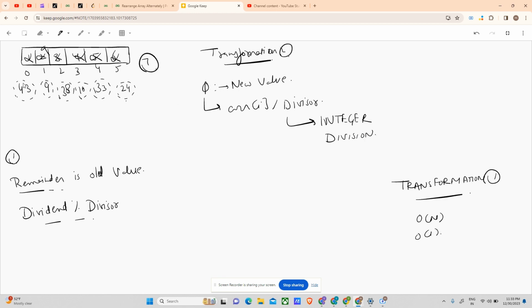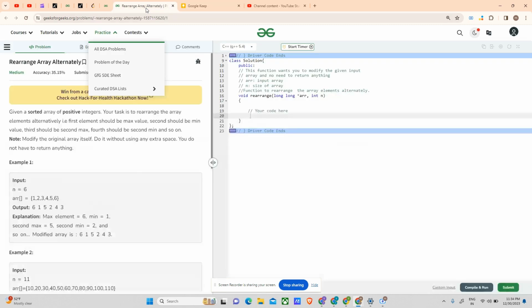So let's check if it is working for the given test case. 43 divided by 7 gives us 6, correct. 9 divided by 7 gives us 1, correct. 38 divided by 7 gives us 5, correct. 18 divided by 7 gives us 2, correct. 33 divided by 7 gives us 4. And 20 divided by 7 gives us 2. So as you can see, we have obtained our answer. These were the only steps. Let's come down to the code. It will be more clear how we have to proceed in the coding area.